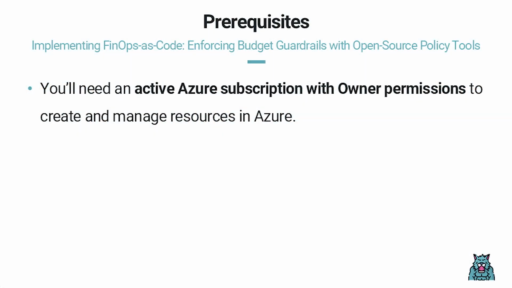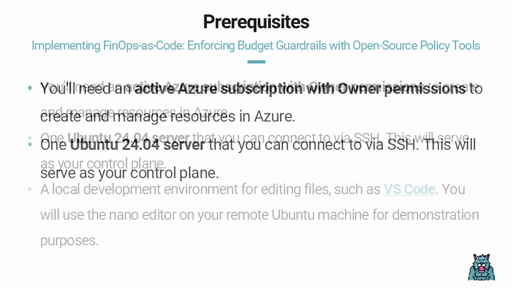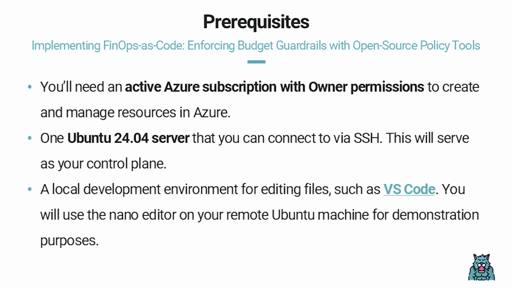Before diving into the next steps, ensure you have the following prerequisites in place. You'll need an active Azure subscription with owner permissions to create and manage resources in Azure. You'll also need one Ubuntu 24.04 server that you can connect to via SSH. This will serve as your control plane. And you'll need a local development environment for editing files. In this video we will use the Nano editor on the remote Ubuntu machine for demonstration purposes.